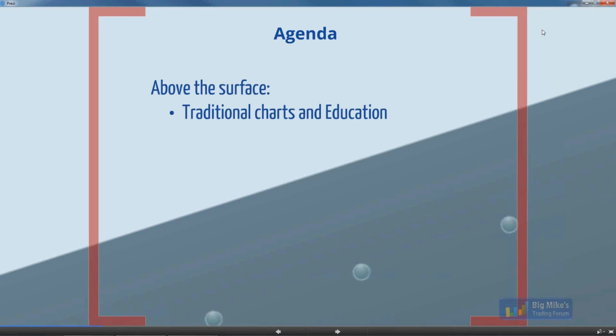It's about what's above the surface, what is obvious in what you're looking at, not you necessarily, but the overall market participants, who think this business is easier than it is. What's above the surface is traditional charts and education. What's below the surface is how to track buyers and sellers, to know why they're buyers and why they're sellers, and we'll tackle that.